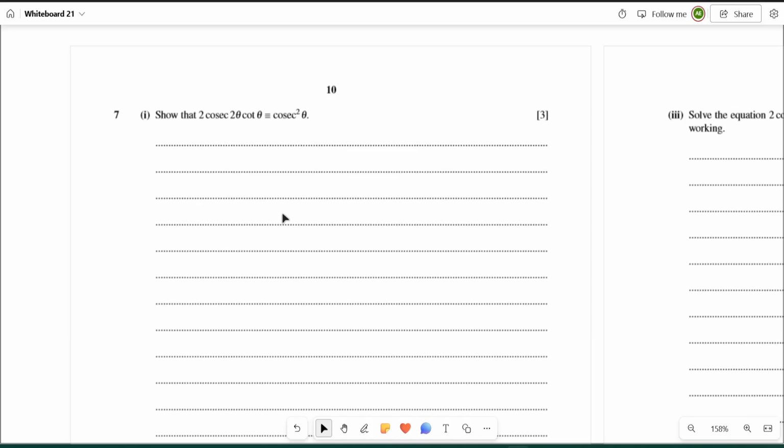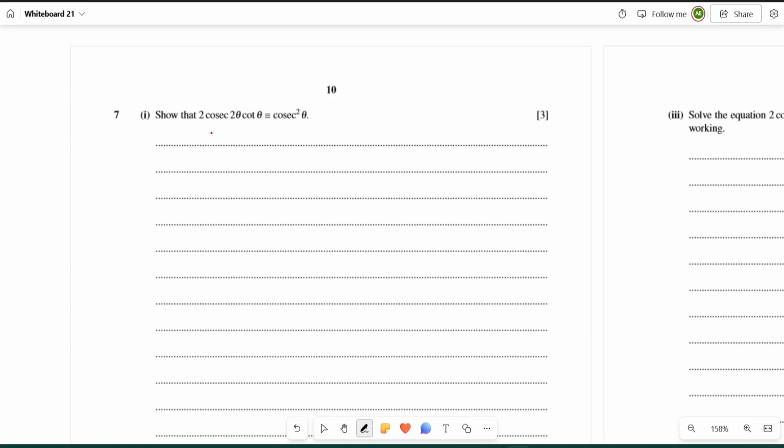This question says that 2 cosecant 2 theta cotangent theta is equal to cosecant squared theta. We are supposed to show that. So how are we going to show that? First, let me write everything in cosines and sines. That's my usual starting point, and noticing that I have a double angle over here.